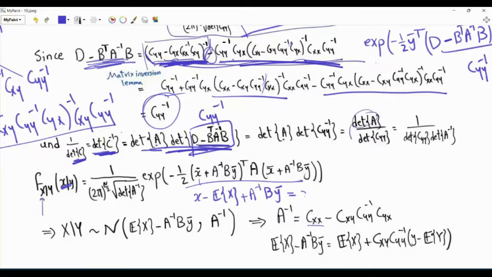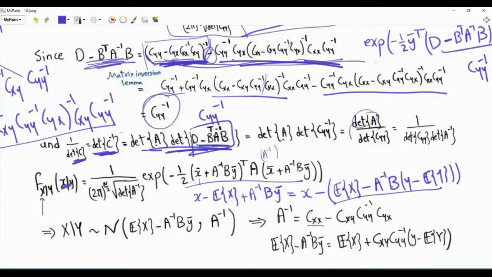And so I can write this as x minus, open bracket, expected value of x minus A inverse b, and then y bar is y minus the expected value of y. So here we have x minus some vector, and here we have A inverse inverse. You can think of this A as A inverse inverse. This is exactly a multivariate Gaussian distribution.